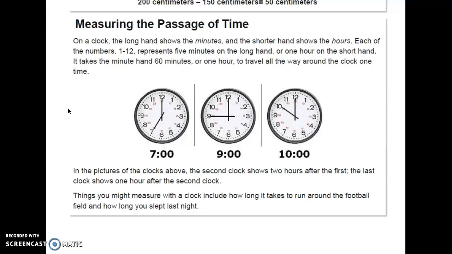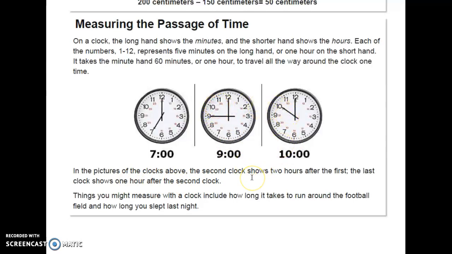In the picture of the clocks above, the second clock shows 2 hours after the first. So we have 7 o'clock and then 9 o'clock. Look at where the short hands lie. Short hand at the 9, short hand at the 7. The last clock shows 1 hour after the second clock. So again, we just move the short hand up to 10, just like that.